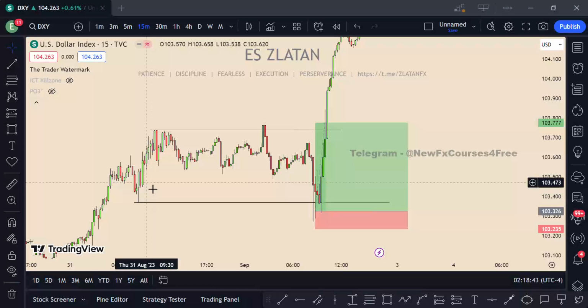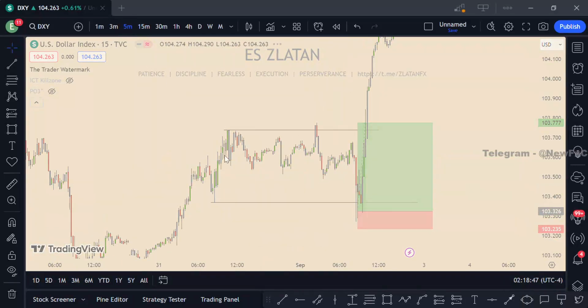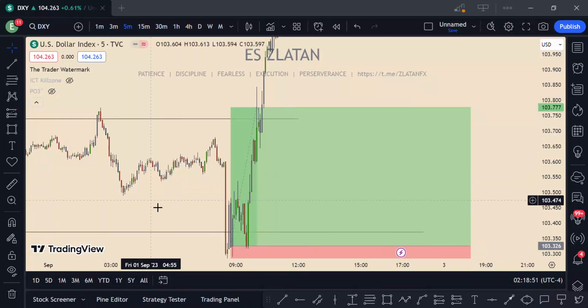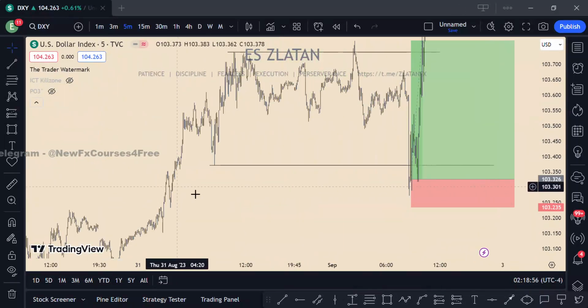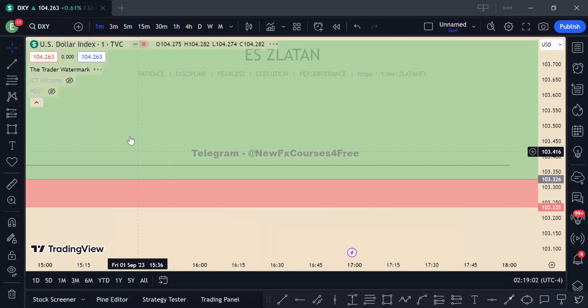So if you are using the 5 minutes also, you could easily do the same. Look for a PD array right here. And let me say you entered late in the 1 minute, folks.